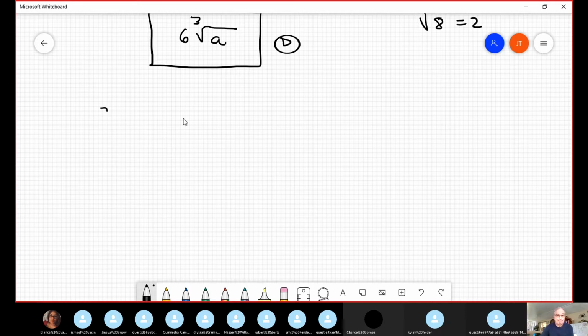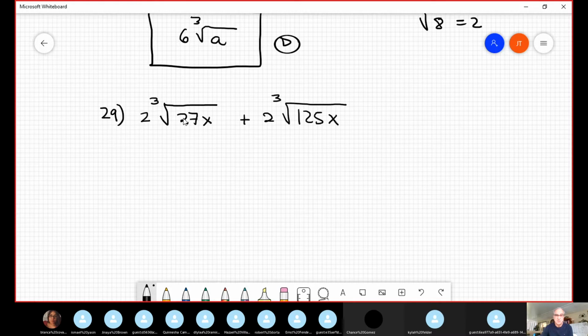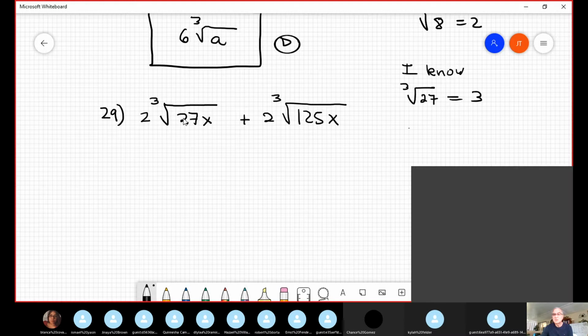29. 29 is 2 times cubic root of 27x plus 2 times cubic root of 125x. This is easy because I know the cubic root of 27 is 3, no?